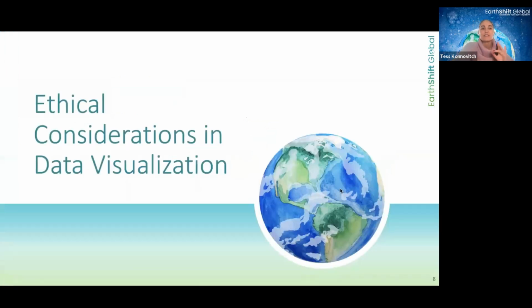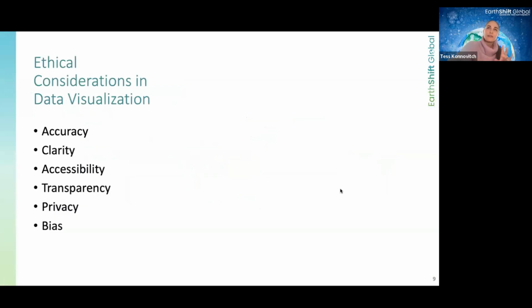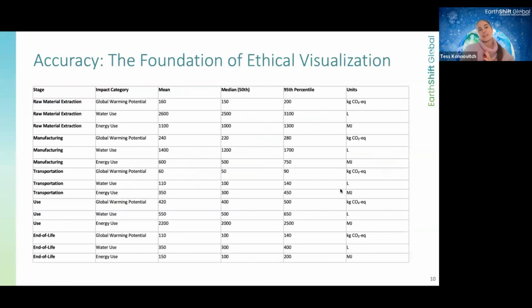So now let's dive into the ethical considerations. I think of these 6 considerations when I'm personally developing a visual. I'm sure there are many others that we have to balance, but these are the ones I'm going to talk about today. Starting with accuracy.